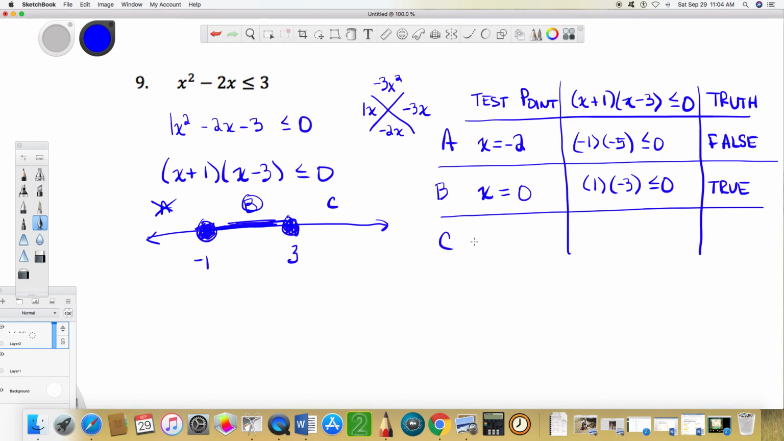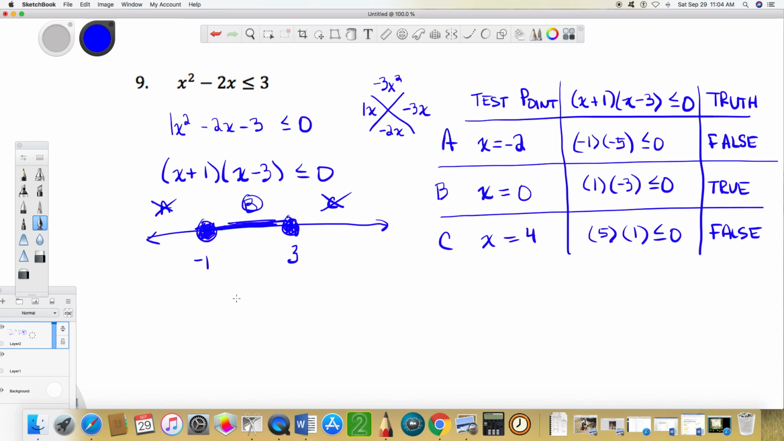I'm going to pick a test point from region C that's larger than 3, like 4. And 4 plus 1 is 5. 4 minus 3 is 1. 5 times 1 is 5, and that's not less than or equal to 0. That's a false statement. So I'm not going to include that in my solution set.